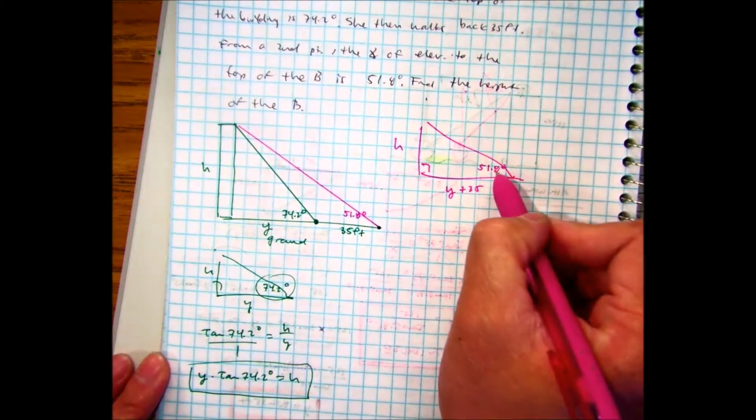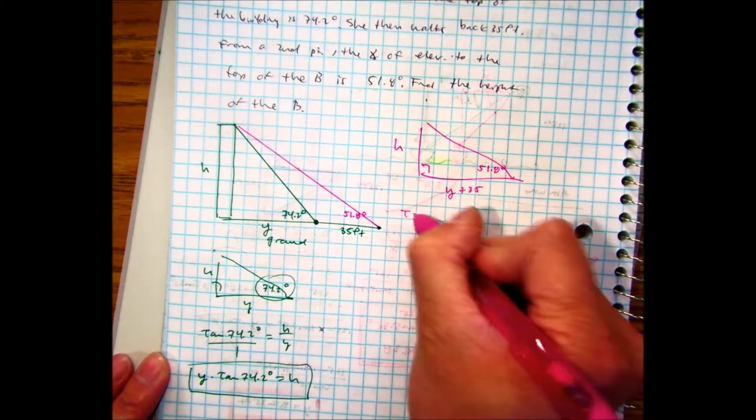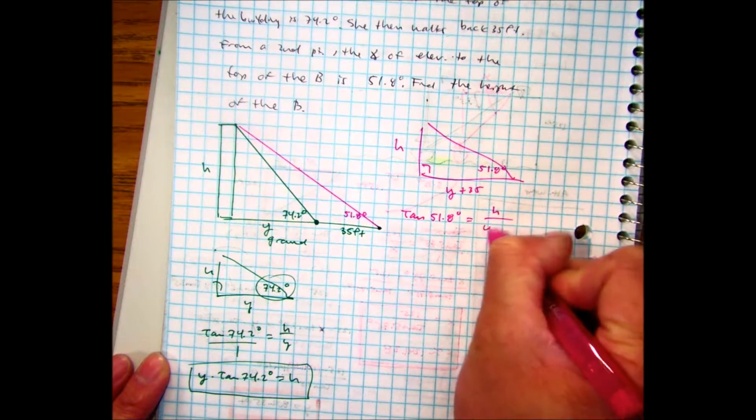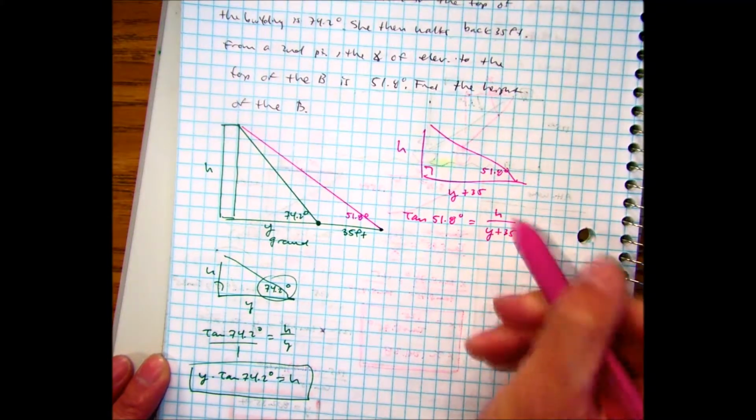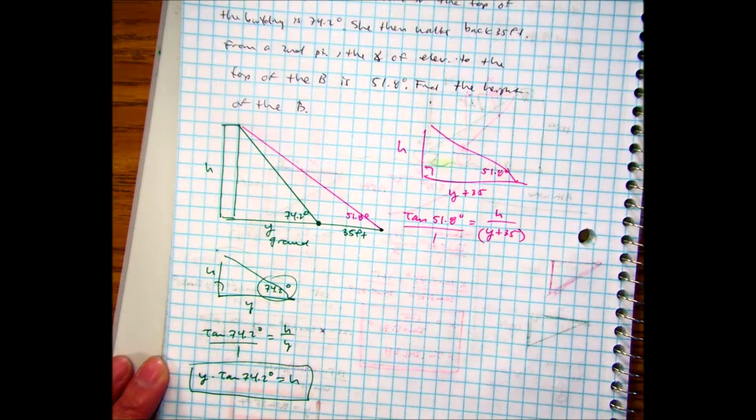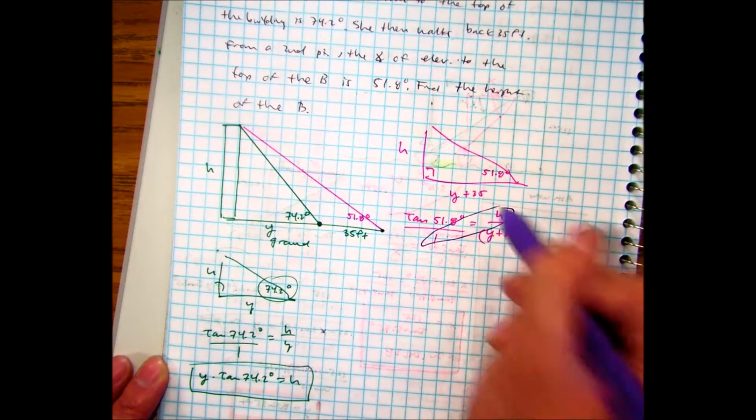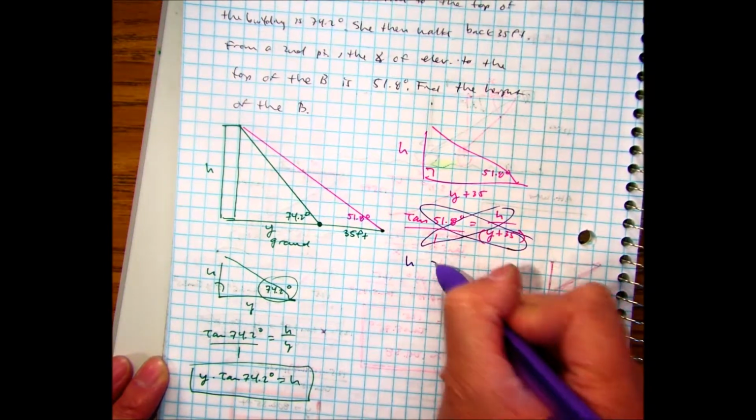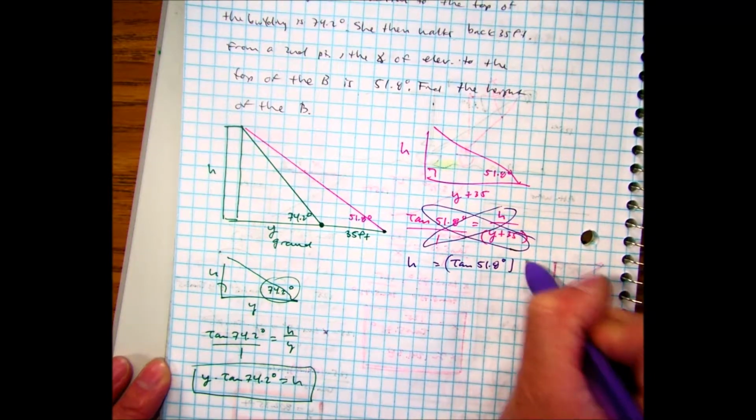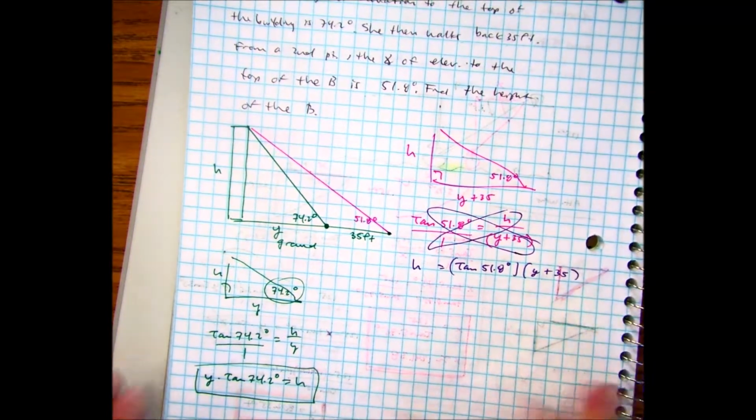Alright, so I'm going to do the same thing. I have the opposite over the adjacent. I have tangent of 51.8 degrees equals H over y plus 35. This expression you can put in parentheses, making sure you don't break it apart until the appropriate time. I'm going to put this over 1, and then I'm going to cross multiply. H equals tan 51.8 degrees times y plus 35.